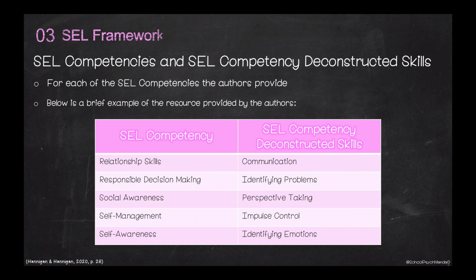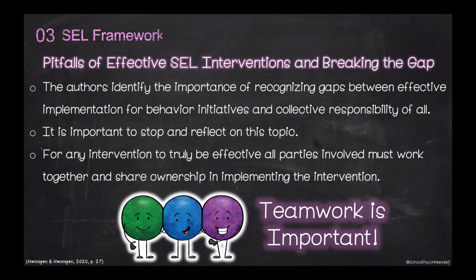Self-awareness, identifying emotions. So maybe a student is struggling with naming their feelings, so that would be the intervention or the focus area. So all parties involved would make a point to help teach the child how to name their feelings, name their emotions, name the intensity of their emotions, and again, you would collaborate and communicate, and resources would be shared out with all members involved, including families.